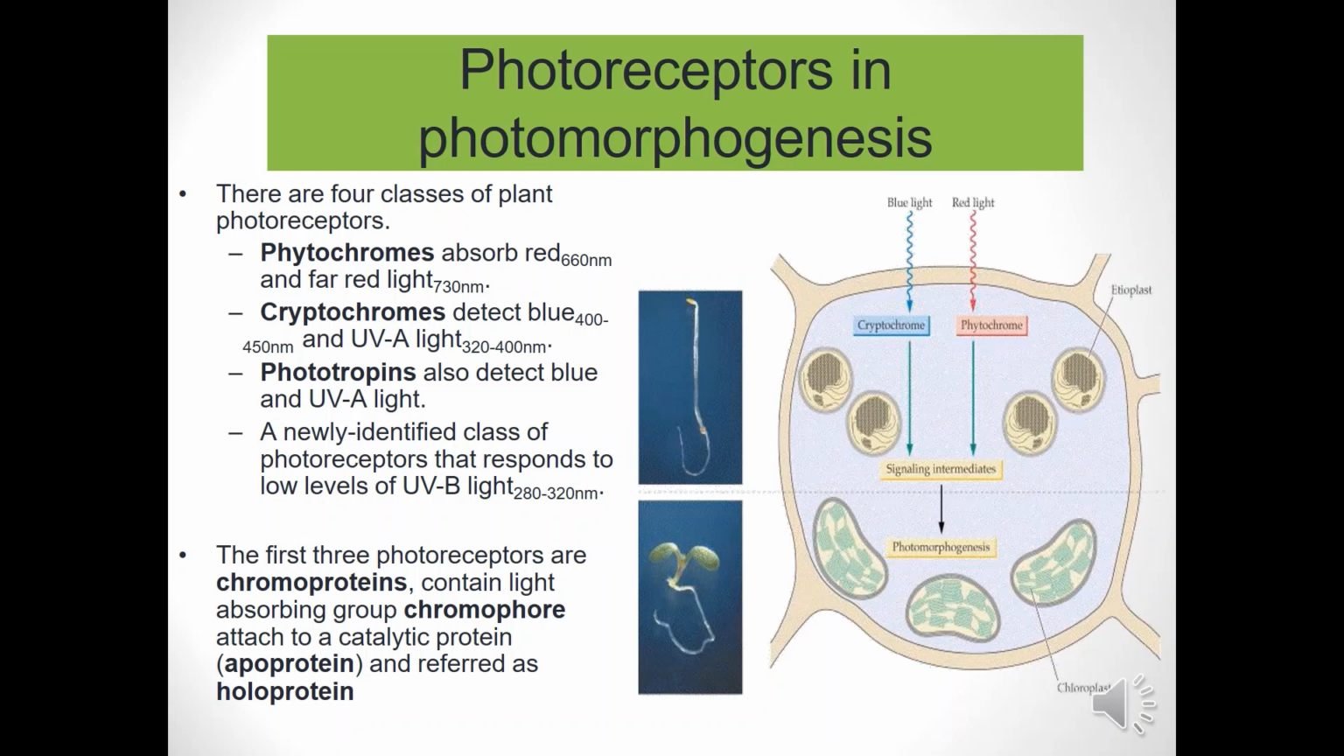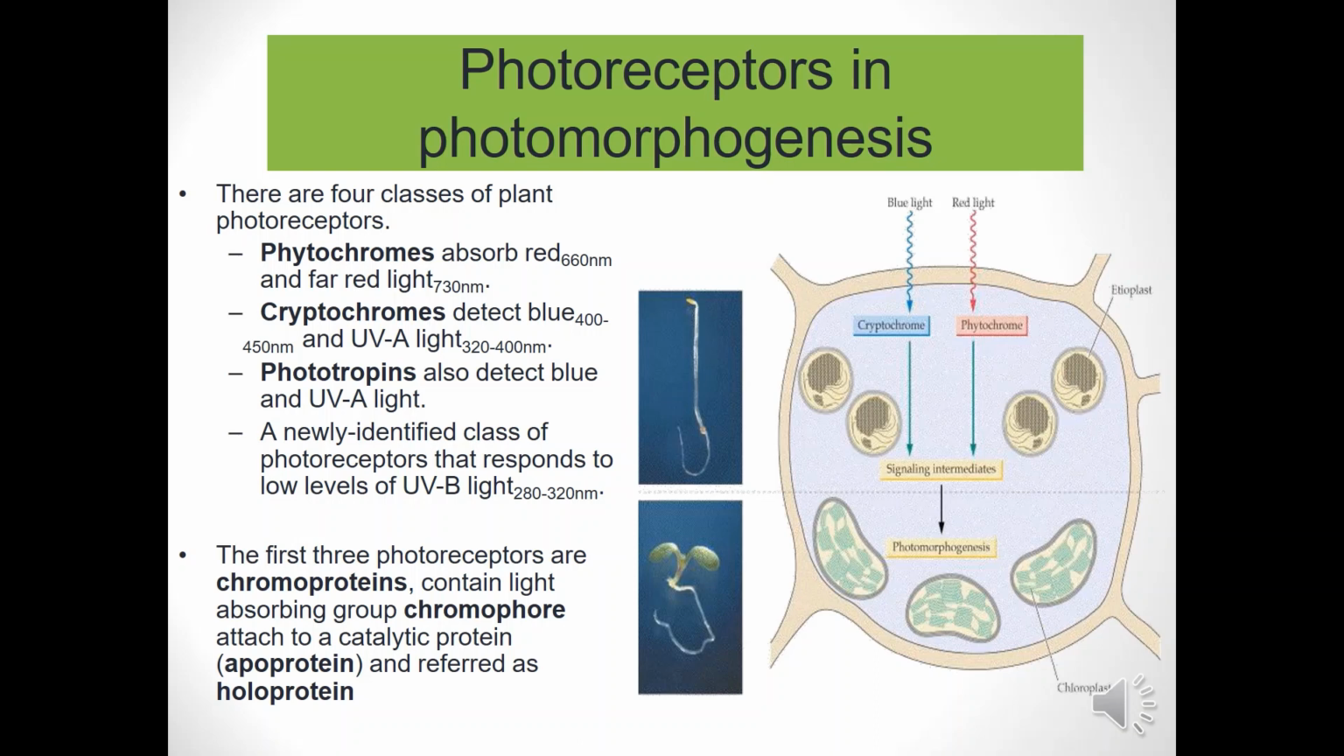The third class of photoreceptor is the phototropin. The phototropin absorbs similar light, which is the blue and also the UVA light. But different to the newly identified class, which only responds to a very low level of UVB light at 280 to 320 nanometer.